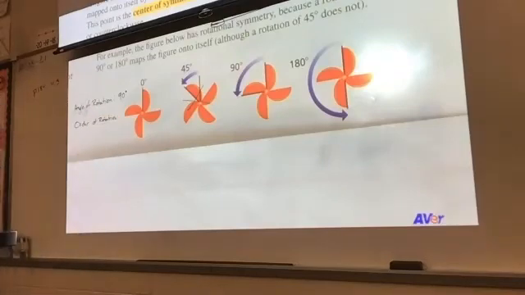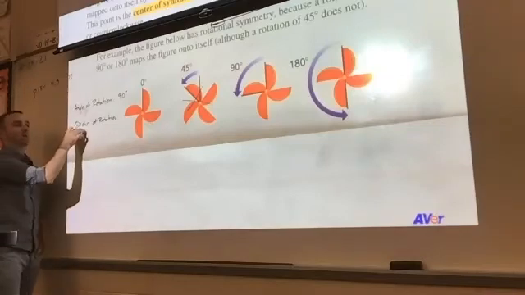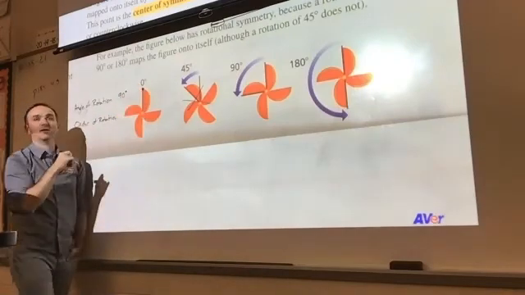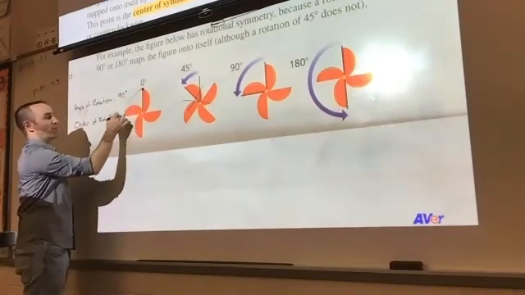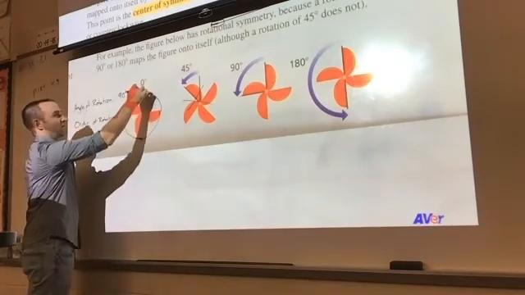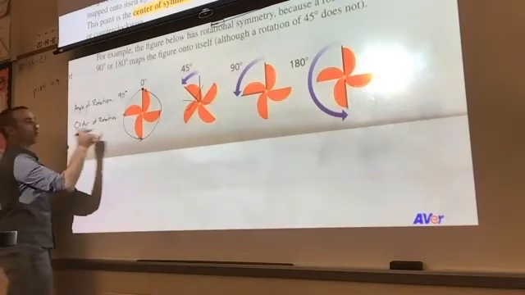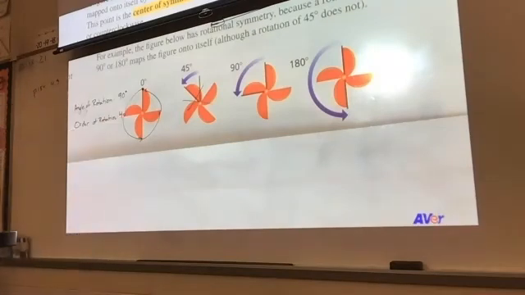And the order is not necessarily what we would think the word order means. The order is how many times I can rotate it before it gets back to the original. Let's say this point starting here, I rotate 90 degrees, that's once, twice, 3 times, 4 times. I'm going to rotate this 4 times before it gets back to the original. So the order of rotation for this figure would be 4.